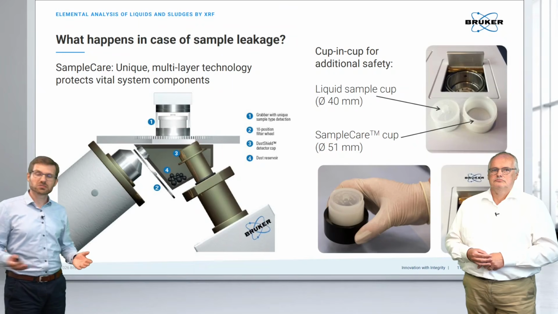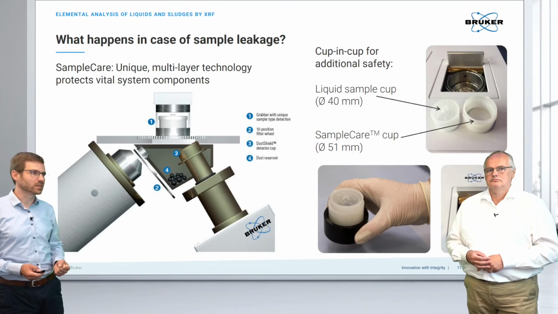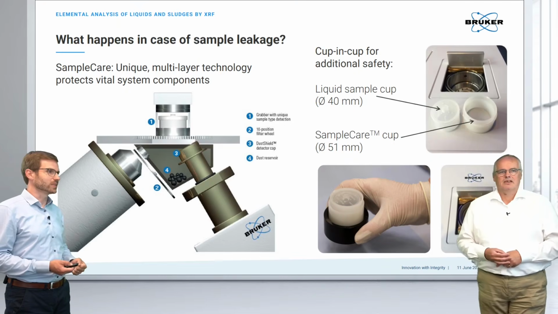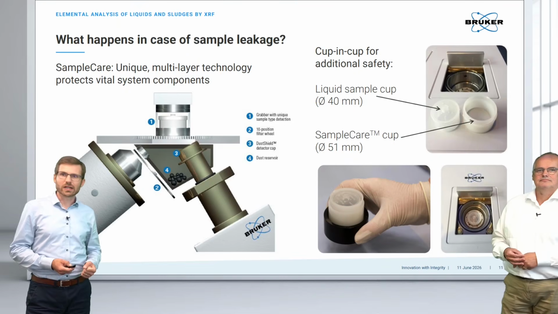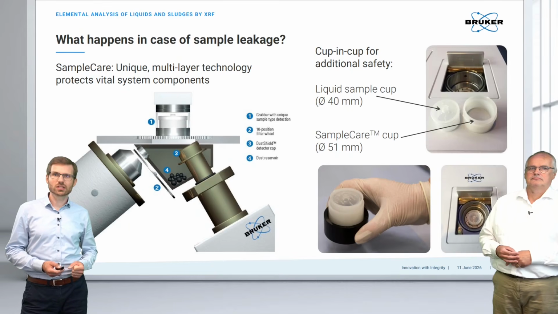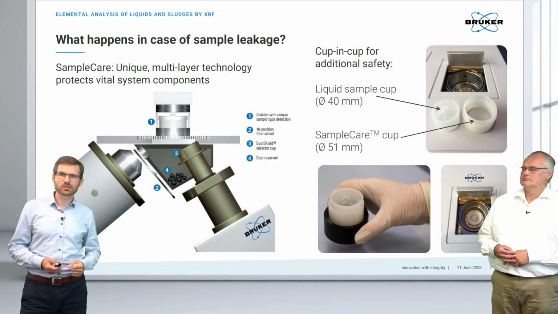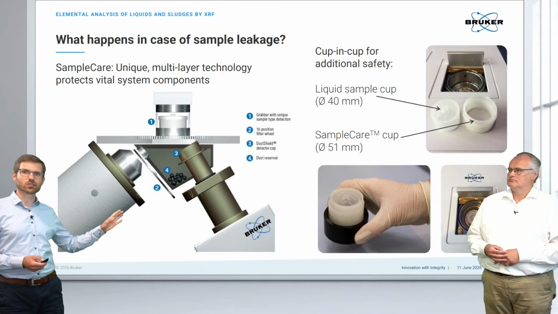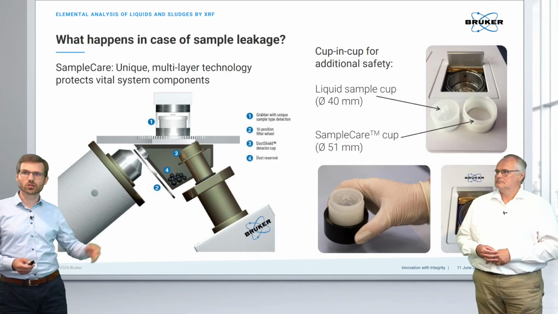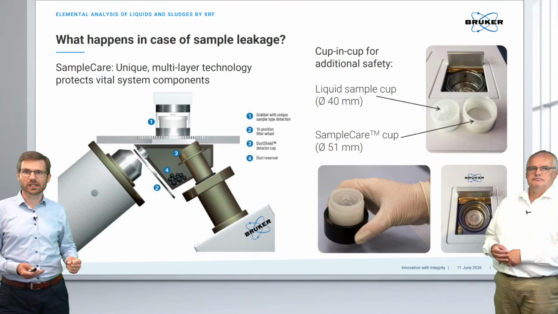But what happens if a liquid sample breaks? Is the system protected? How do we ensure that the system can truly run 24/7 in a tough, dusty environment? And our answer at Bruker to this is sample care. So we have a multi-layer sample care technology in all our XRF devices, which ensures the protection of our vital system components, which in an energy dispersive system as shown here are mainly the tube and the detector. In the wavelength dispersive system, also the goniometer, which Kai has shown before, which has quite sophisticated technology inside.